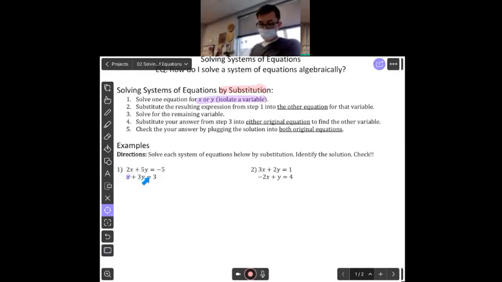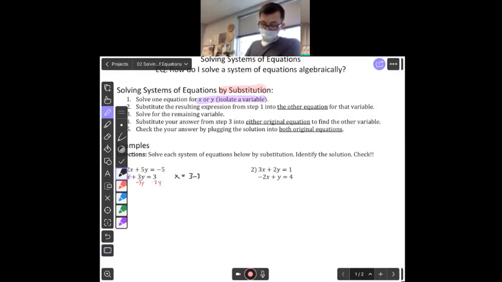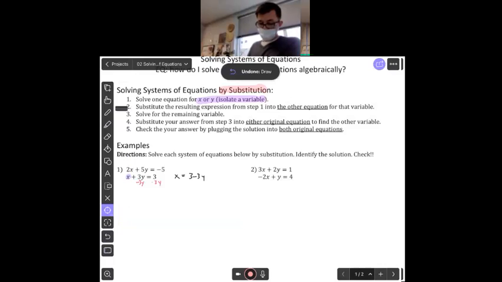Of course, to get x by itself, we would subtract the 3y over. So you could say x equals 3 minus 3y. You could say x equals negative 3y plus 3. Doesn't matter which one you use. Just make sure you have the signs correct. I'm going to use the first one. So we've got one of the variables isolated.